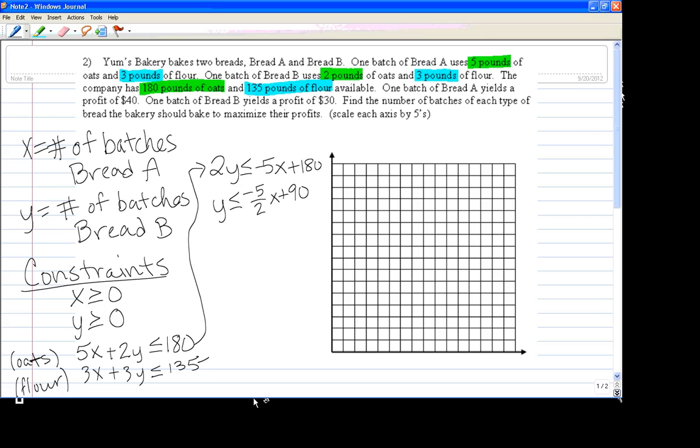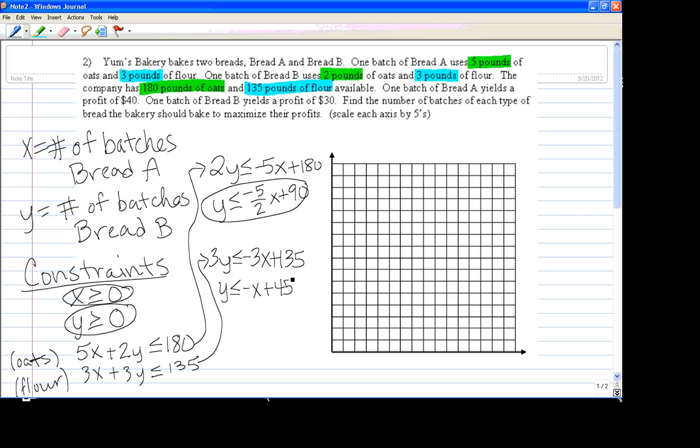Okay, this other one, again, I'll take right here to make sure I have enough room. I'll start by subtracting 3x from both sides, so I get 3y is less than or equal to negative 3x plus 135. And then divide everything by 3, I get y is less than or equal to negative x plus 45. So I have four things I can graph: 1, 2, 3, 4.